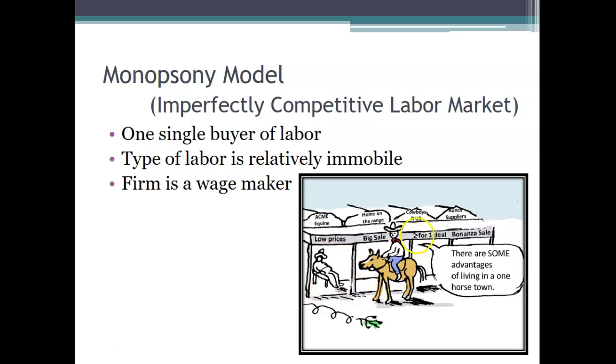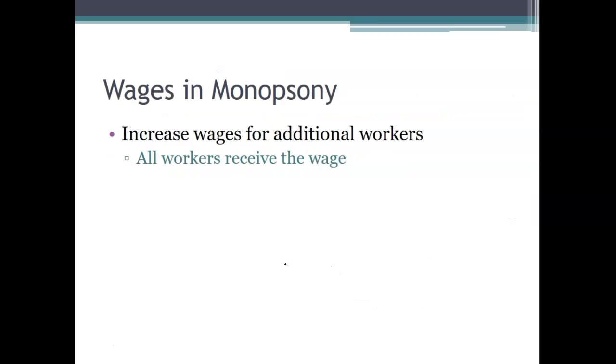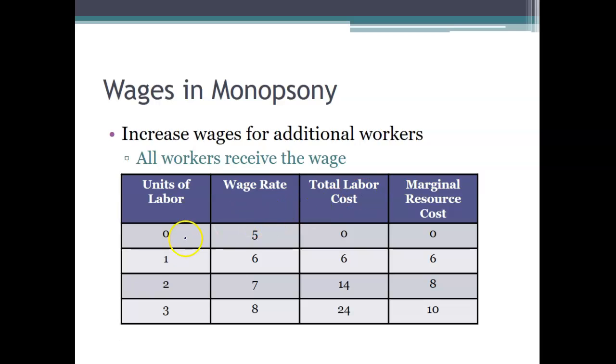So in this case, the firm, the cowboy, is a wage maker. They decide what the wage is going to be, just like the monopoly in the product market. So, increase wages for additional workers. All workers receive the same wages. And if I want to have more workers, I need to pay them more. So here we get the wage rates: 5, and then 6, and then 7, and then 8.